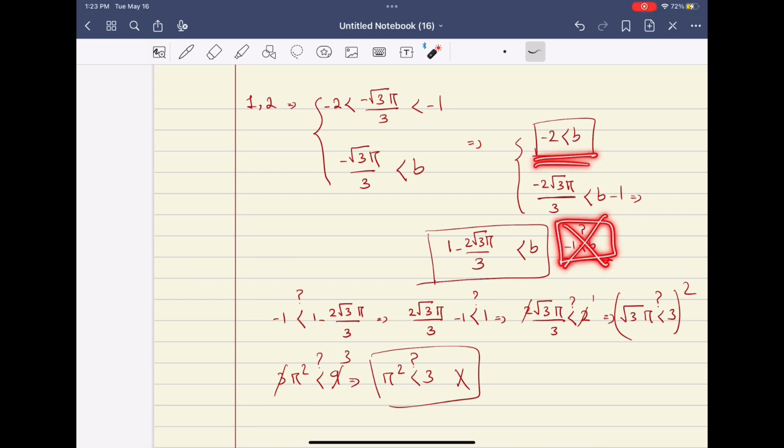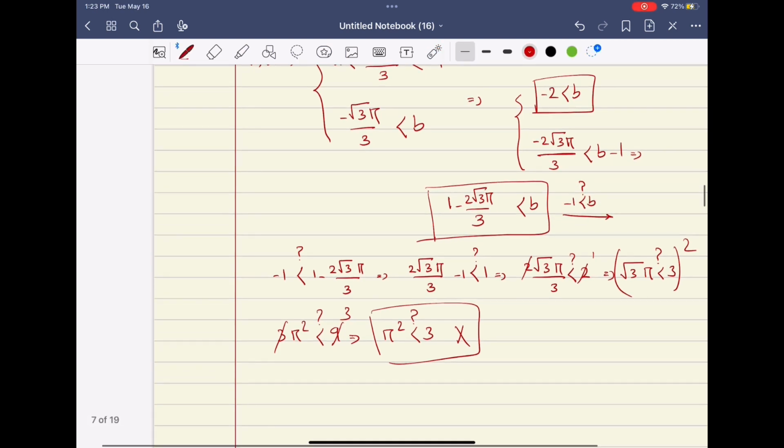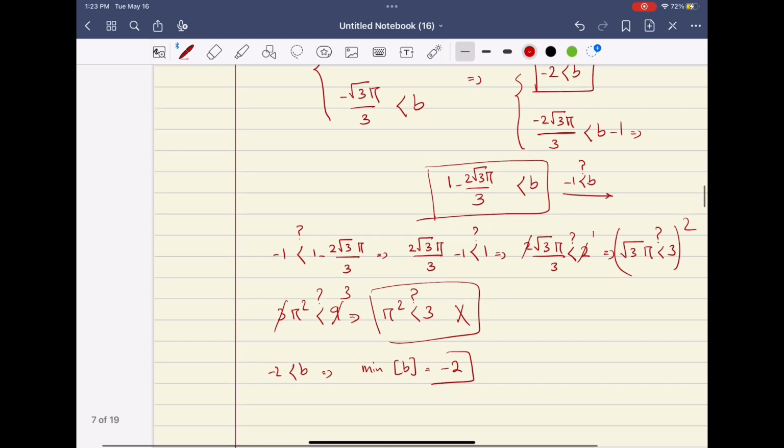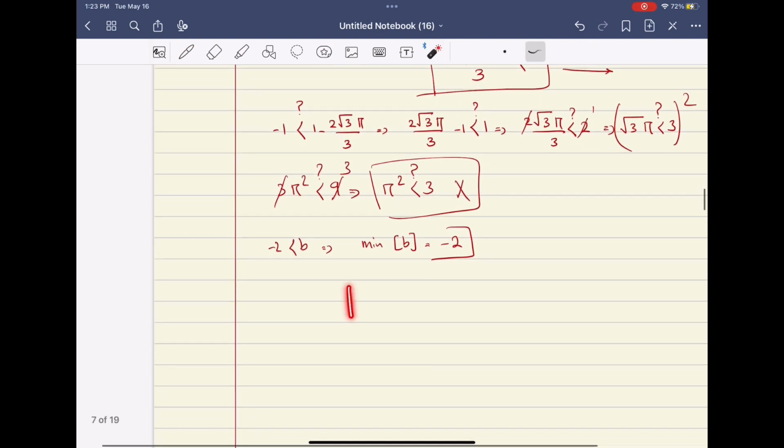And b is not greater than -1. So the answer would be b greater than -2. So the minimum bracket b, or the minimum integer less than or equal to b, would be equal to -2. That would be the answer.